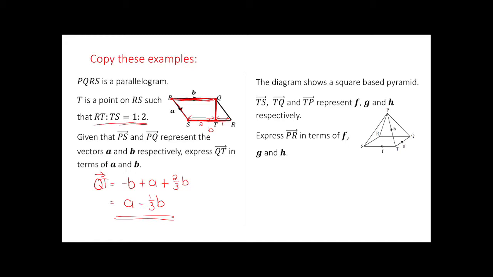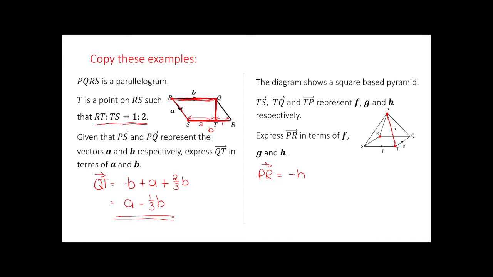Moving on to the 3D example. So they want us to express P to R in terms of F, G and H. So we're starting off at P and we want to travel to R. So we're going from P to R in that direction. So you need to look for the vectors that you know and then you can travel along them. So I'm going to start off, I'm going to come down to T and that is going to be negative H because I'm going backwards over H.